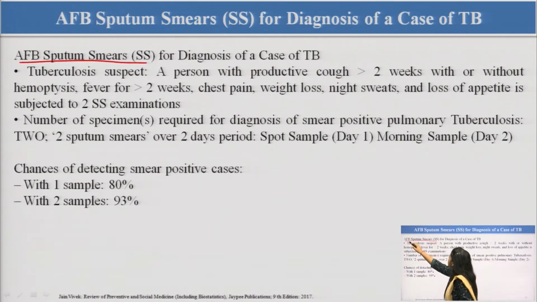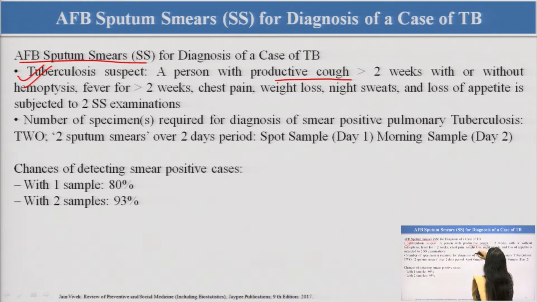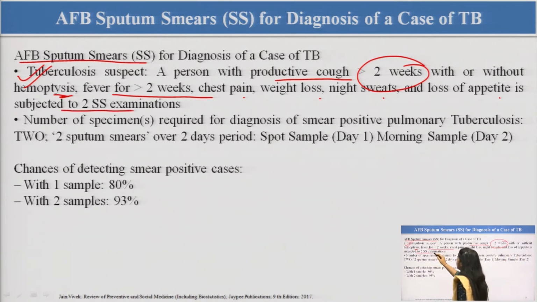Now, see the acid fast bacilli sputum smears for diagnosis of a case of TB. So, for a tuberculosis suspect, what are the symptoms? If the patient is showing productive cough for more than 2 weeks, with or without blood in the sputum, fever for more than 2 weeks, chest pain, weight loss, night sweats, loss of appetite, then if the patient is showing all or any of these symptoms, they are subjected to 2 sputum analyses. So, we will go for these 2 sputum smear examinations.